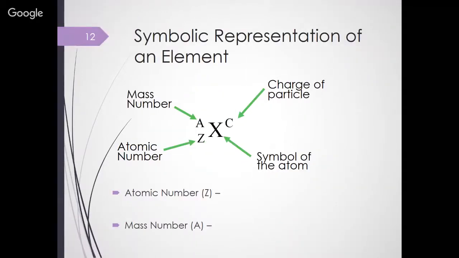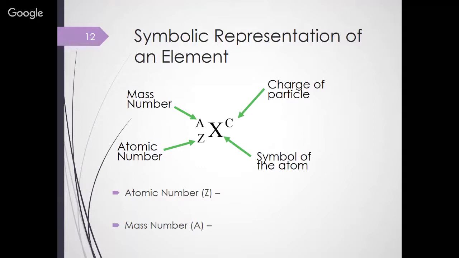So how can we symbolically represent an element? Well, our big letter X here is just going to be your elemental symbol. So H for hydrogen, He for helium, Cl for chlorine. At the top right, a superscript. Superscripts are at the top, subscripts would be at the bottom. This is where a charge would be located.